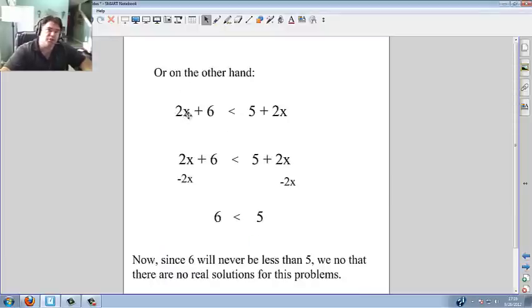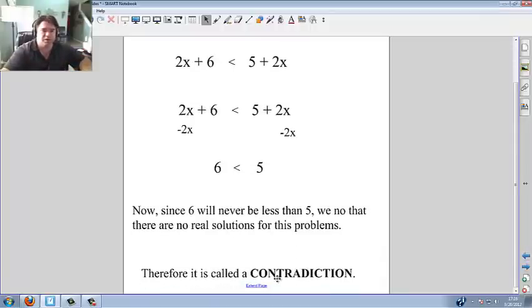On the other hand, 2x plus 6 is less than 5 plus 2x. Again, I want to get rid of the 2x, so instead of plus 2x, I will minus 2x from one side, do it to the other, cancel, cancel, and I am left with 6 is less than 5. But that's not going to work. Since 6 will never be less than 5, we know that there are no real solutions for the problem. So on your homework, you're going to put no real solutions. Therefore, it's called a contradiction because it's never going to work out.